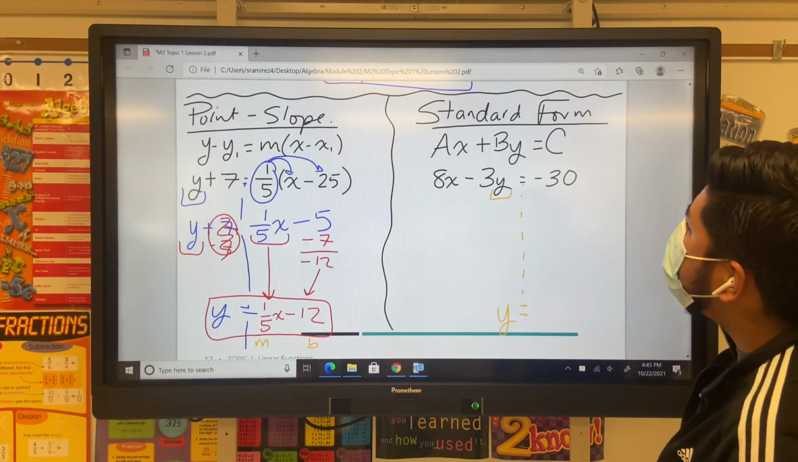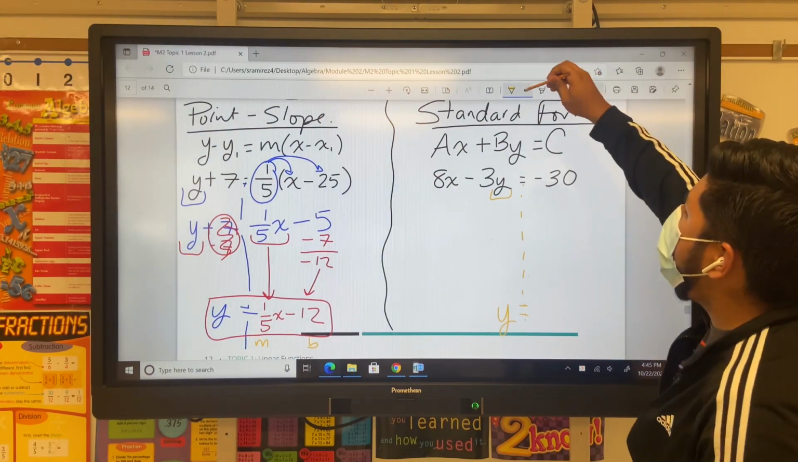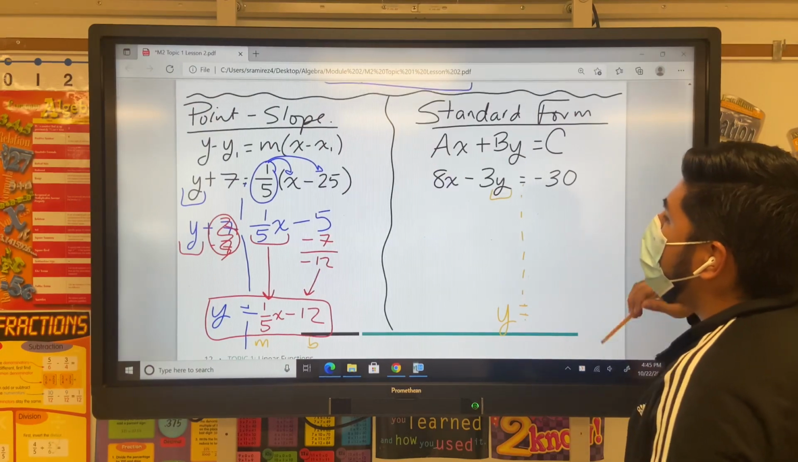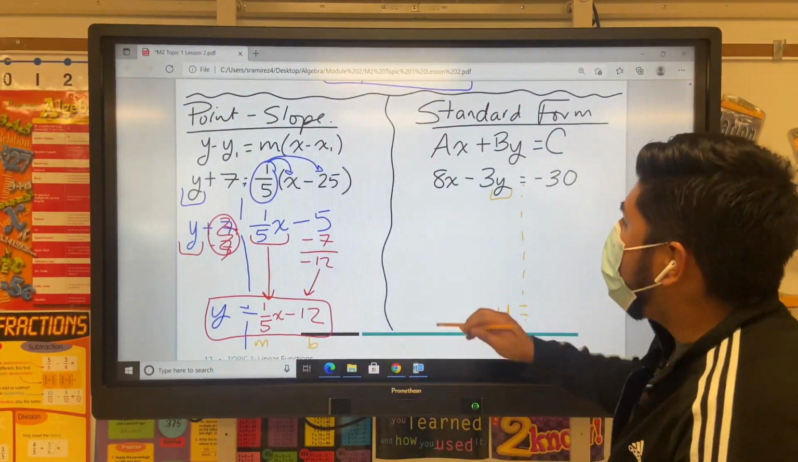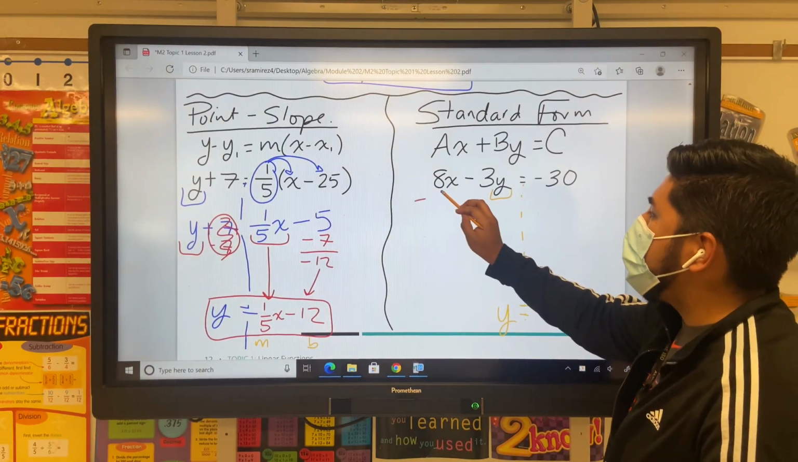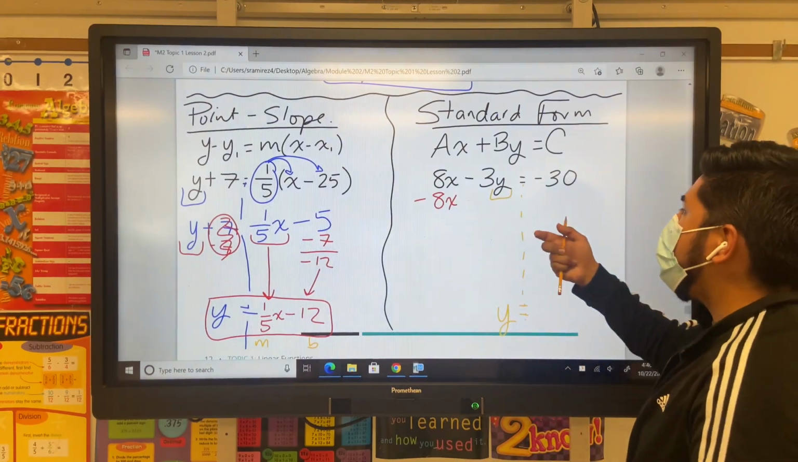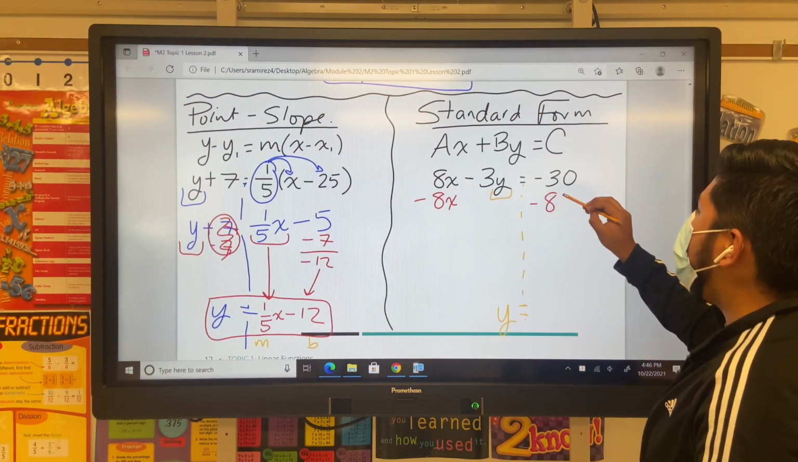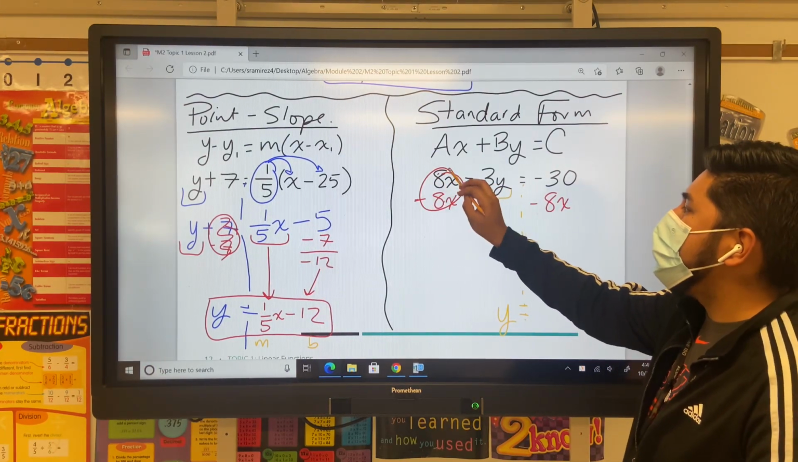Now, here we go. First things first, I need to move this 8x. The way I move that 8x is to do the opposite, of course, which is my inverse to move it over. The opposite of a positive 8 is a minus 8 or negative 8, however you would like to say it. I come over here to show that I am moving it over. This ends up being 8 minus 8 is 0.